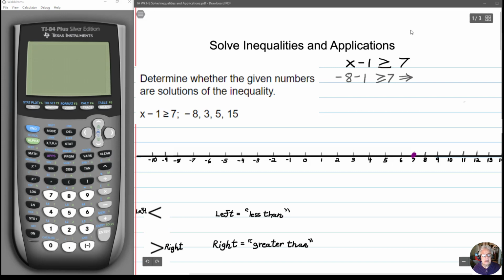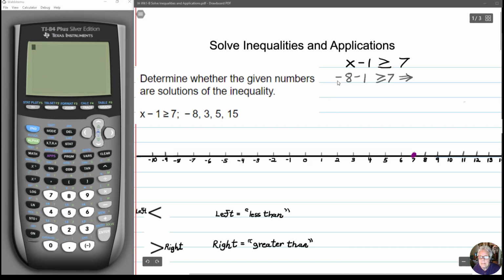Hi, let's talk about inequalities. We're being asked if any of these numbers can satisfy this inequality: x minus 1 is greater than or equal to 7.